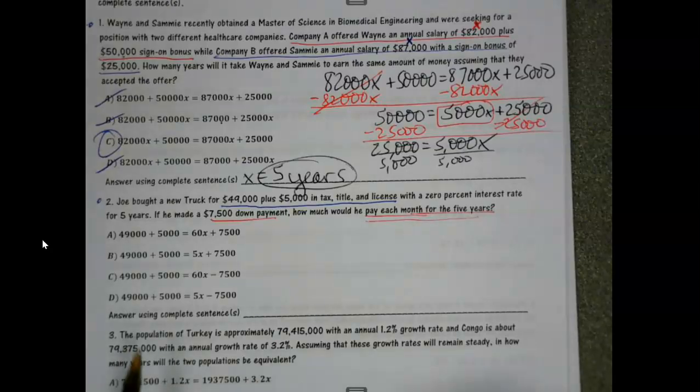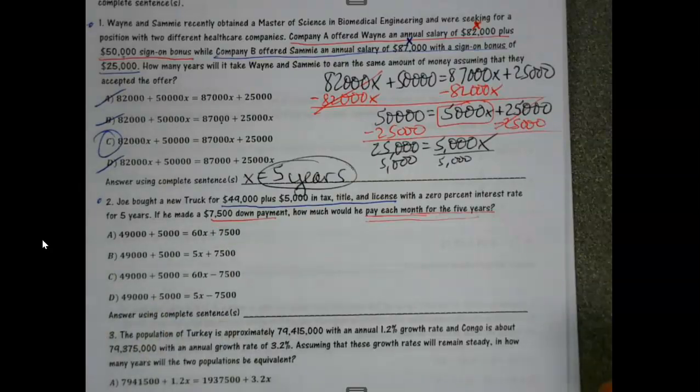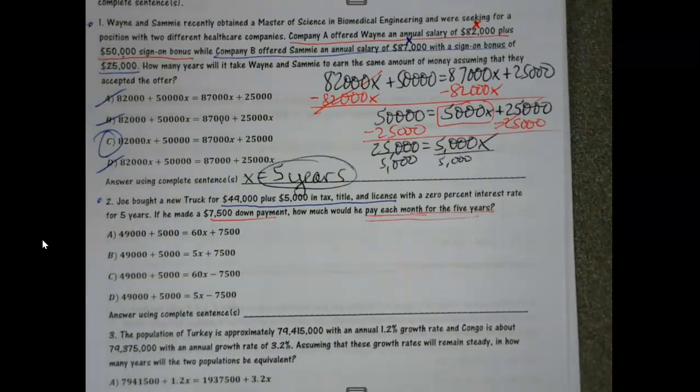Okay. So all these have 49,000 plus 5,000. So that's all good. That's not going to help us narrow this down. The 7,500 does not have an X. That's also true. But if I made a payment, what does that mean? Is that going to add or subtract to my total? So what I'm trying to think about here is, okay, so these side were all good. Over here. Now this is the other thing I got to think about. And this is the part that's tricky with this one.